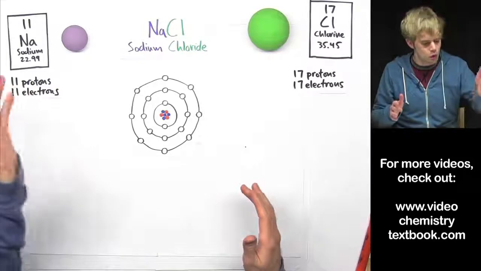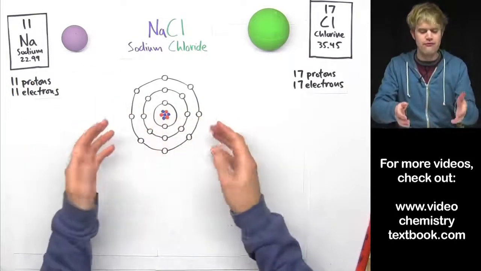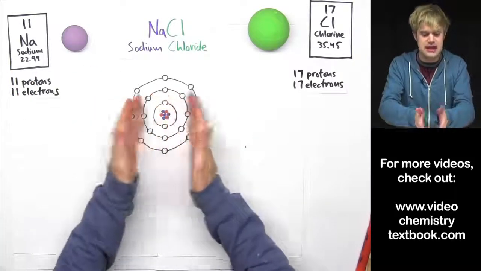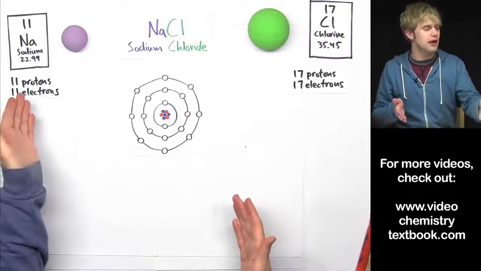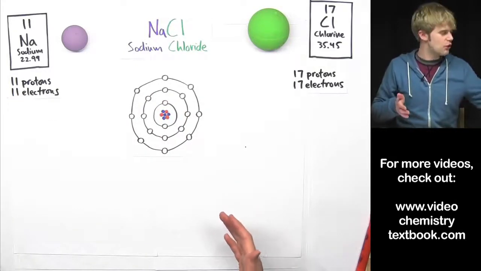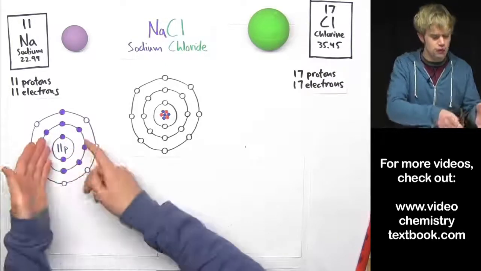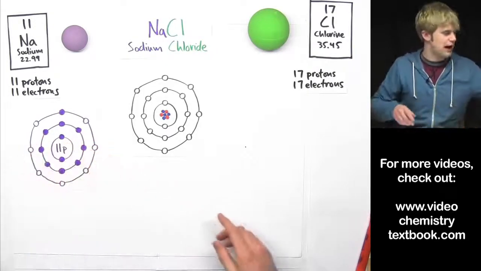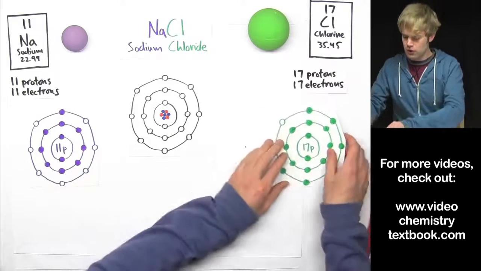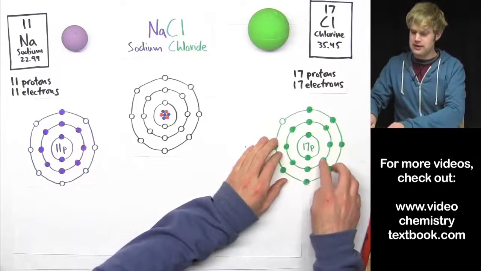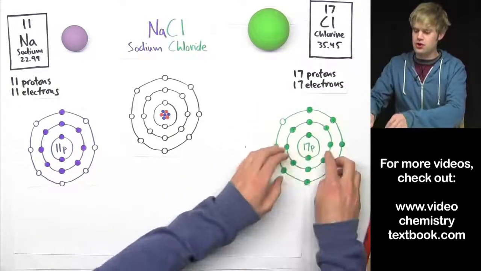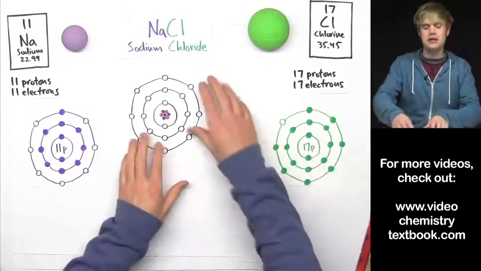Now, we can take one of these diagrams and fill it in from the center on out with a number of electrons. So, for sodium, that's going to look like this. 11 electrons arranged around the atom from the center out. And for chlorine, it's going to look like this. 17 electrons arranged around this from the center out.